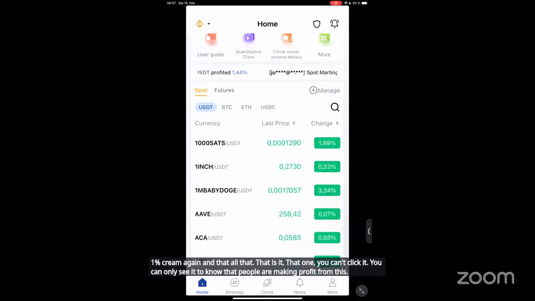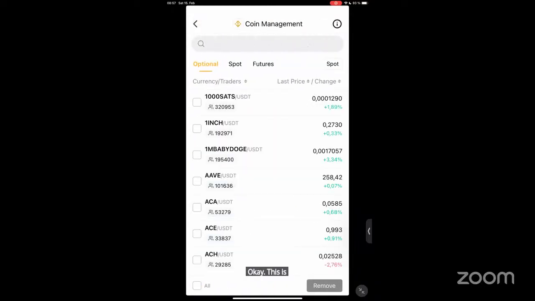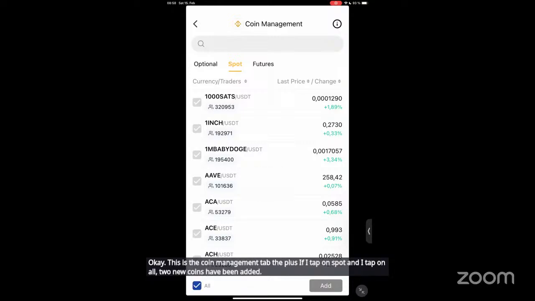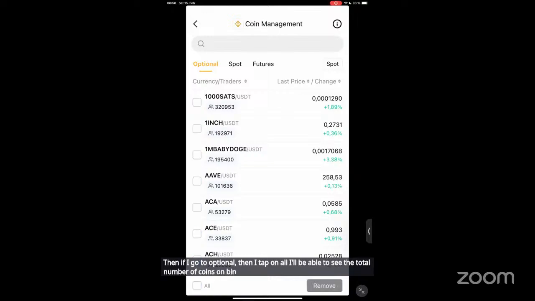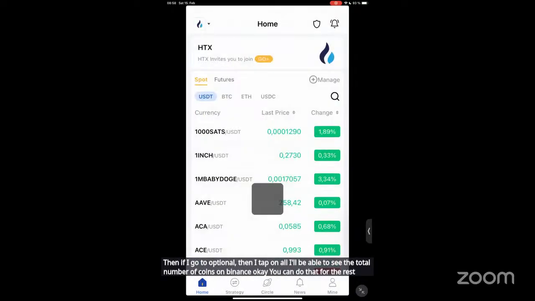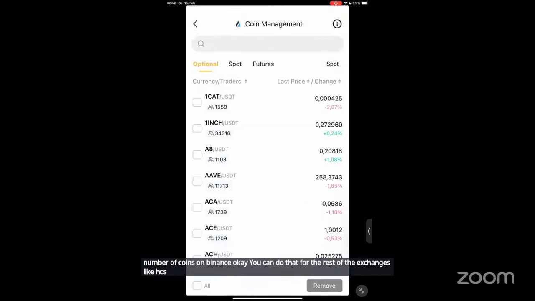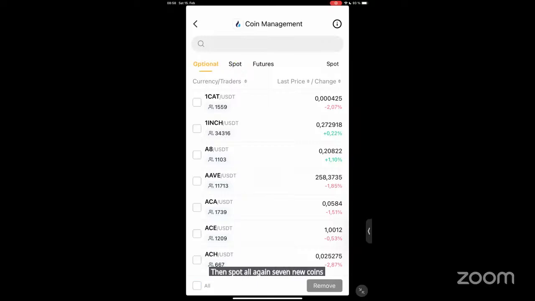Okay. So this is the coin management tab, the plus. If I tap on spot and I tap on all, two new coins have been added. I'll tap on add. Then if I go to optional, then I tap on all, I'll be able to see the total number of coins on Binance. Okay. You can do that for the rest of the exchanges like HTS. I go to add, then spot, all again, 7 new coins have been added. I go to optional, all 513. But if you tap on remove, it's going to remove. So I won't tap on that.